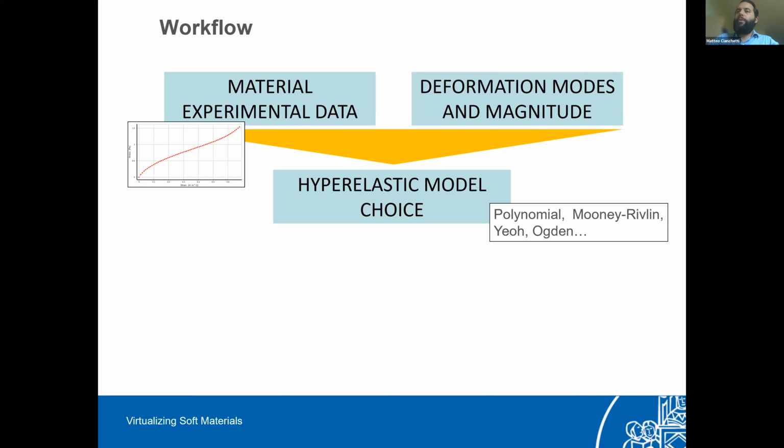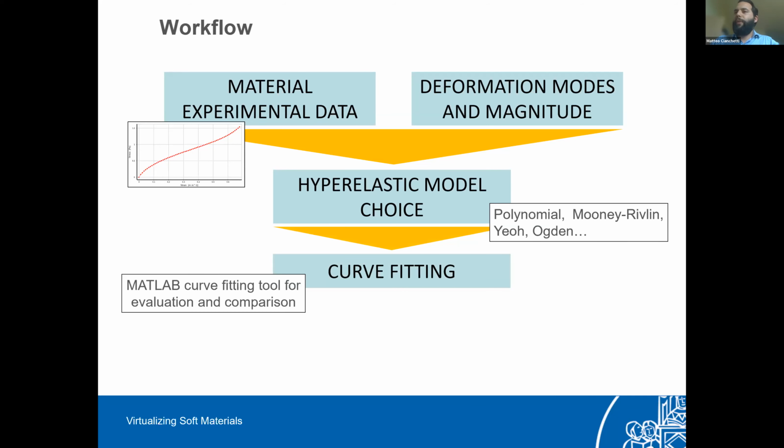Then you need to choose your hyperelastic model. We saw 7 hyperelastic models. There are some pros and cons. I tried to summarize the most critical advantages and disadvantages. You need to use a curve fitting tool. In this case, we are going to use the MATLAB curve fitting tool, but of course you can use whatever other tool that is able to accomplish the same kind of algorithms to evaluate and compare the hyperelastic models' capability of catching the real material behavior.